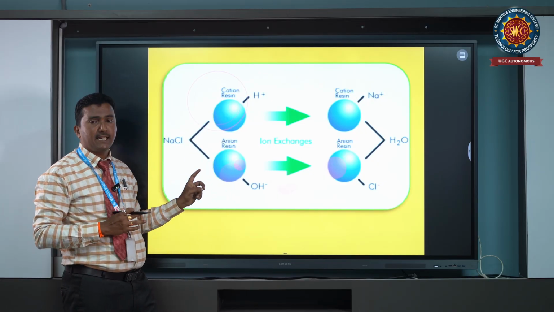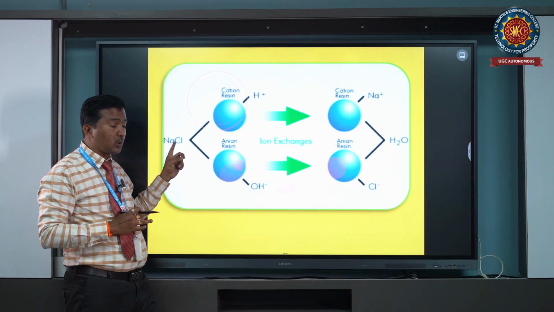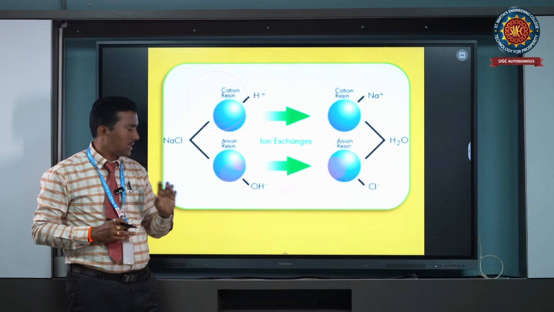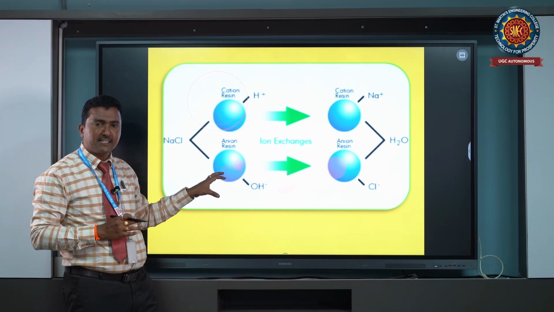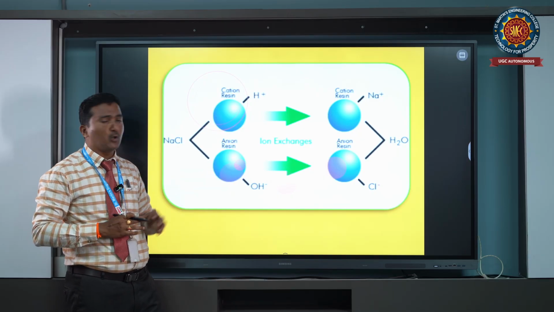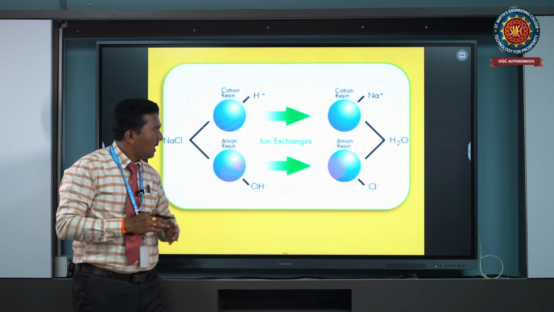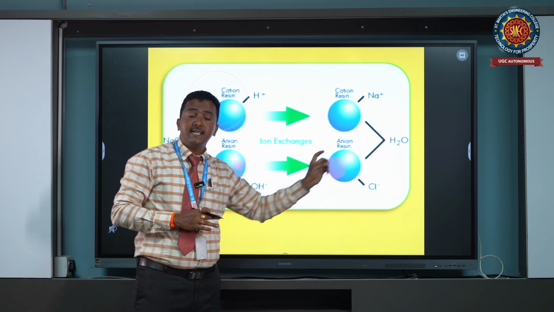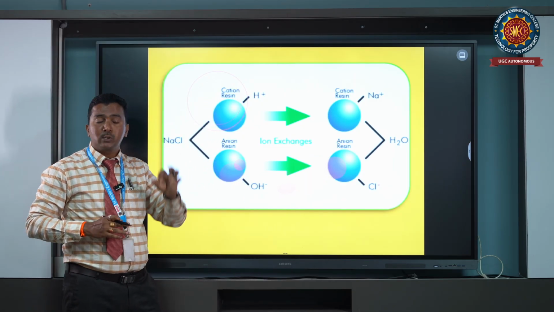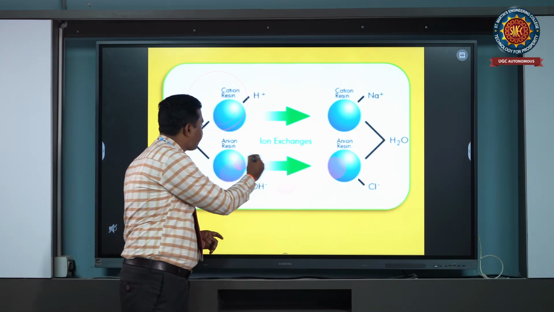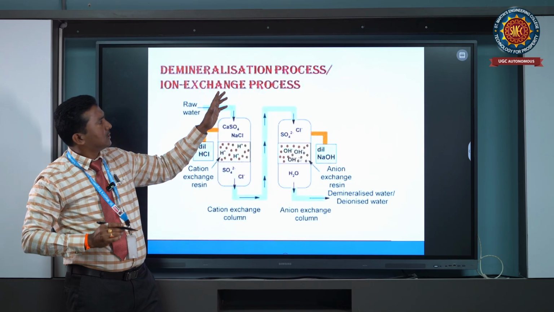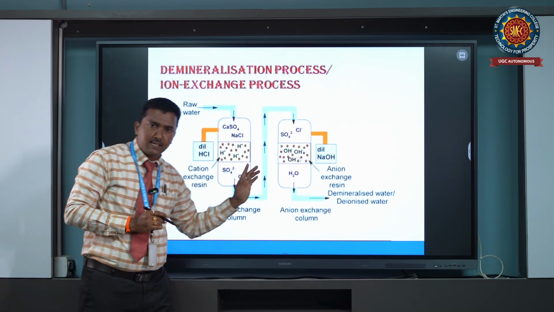And in the anion exchange reagent, chloride is an anion. The chloride ion is absorbed on the surface of the anion exchange reagent, which gives OH minus ions, and H plus and OH minus ions convert into water. So this is demineralized, deionized water. So what is the diagram for the ion exchange reagents? This is the diagram for ion exchange reagents.